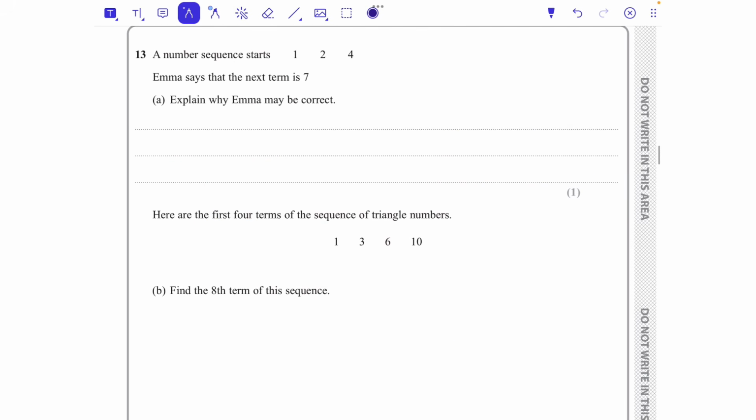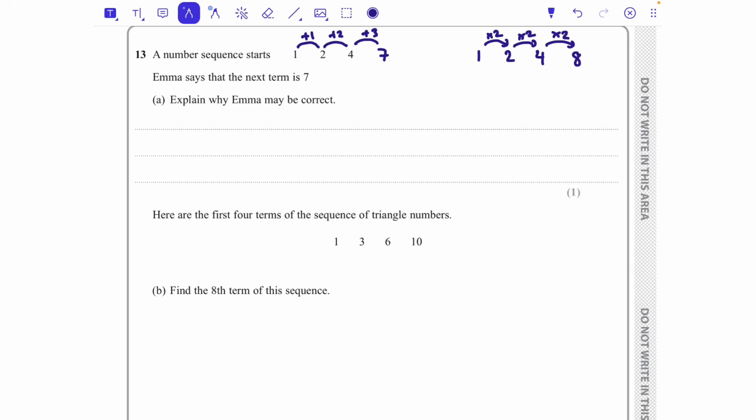Okay, question number 13. A number sequence starts 1, 2, 4. Emma says that the next term is 7. Explain why Emma may be correct. So it really depends on how you're looking at this sequence. To get 7, she would have gone, okay, it's gone up by 1, and then it's gone up by 2, and then it's gone up by 3. So she might have done that. If the sequence was doubling each time, so 1, 2, 4, if we were timesing by 2, then the next number in the sequence might have been 8.